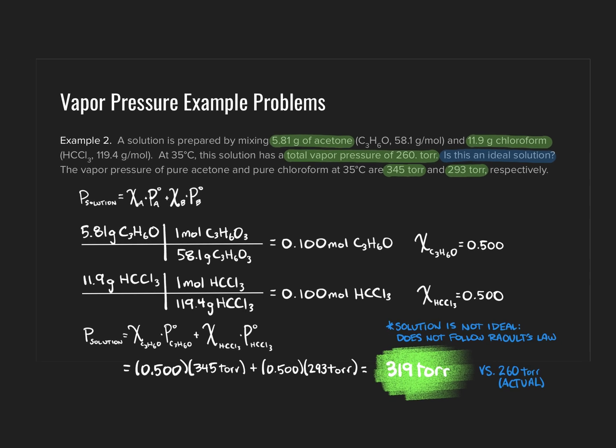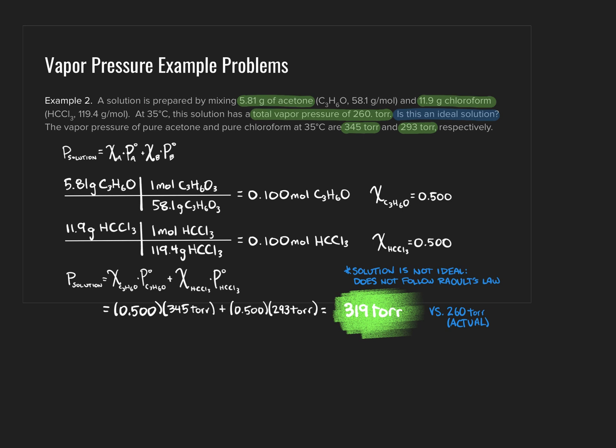Remember, a negative deviation from Raoult's law tells us there are stronger attractive forces between the components of the solution than within the individual components themselves. And so we need to justify why those acetone molecules are so strongly attracted to the chloroform molecules. So here, let's come up with a hypothesis.